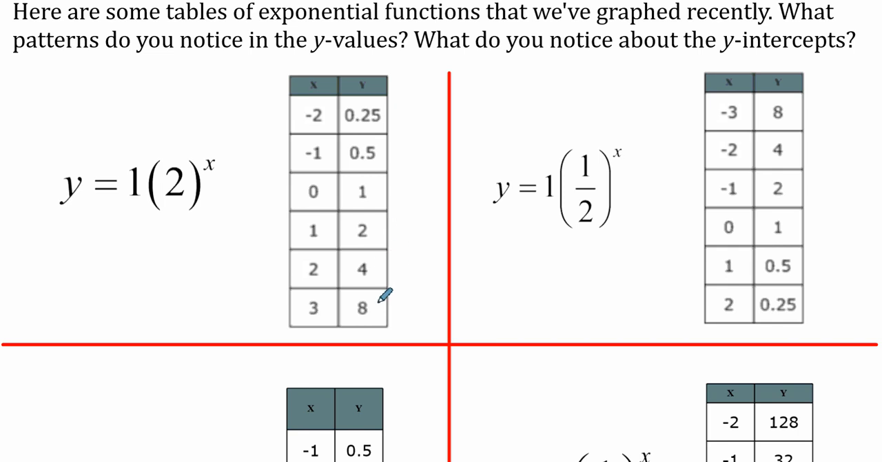Well, how did you figure that out? You take the current and you divide it by the previous. So 8 divided by 4 is 2. 4 divided by 2 is 2. 2 divided by 1 is 2, and so on.